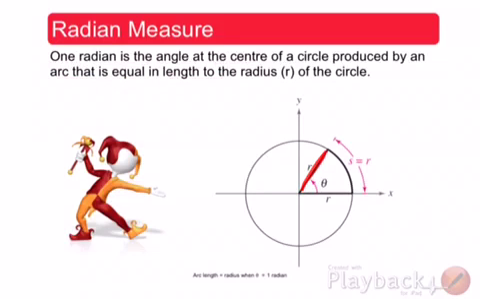So if this is my radius here and this is my radius here, this arc length should be the same length as these radii. Okay? And then that length there gives me an angle in the center of the circle, and that angle is 1 radian.